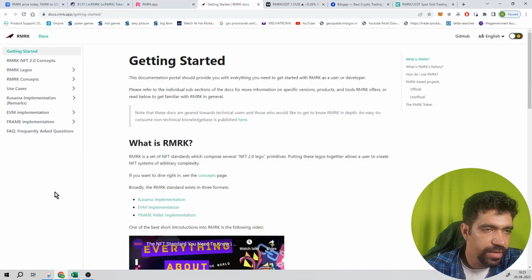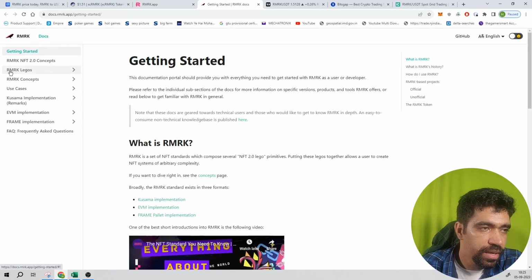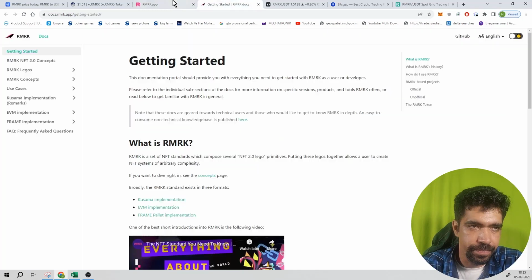Okay, now we have the white paper as well. The white paper is the RMRK documentation. We have multiple tabs on this white paper, like getting started, NFT 2.0 concepts, RMRK Legos, RMRK concepts, use cases, and etc. You can check out the entire white paper and the website using the link mentioned in CoinMarketCap.